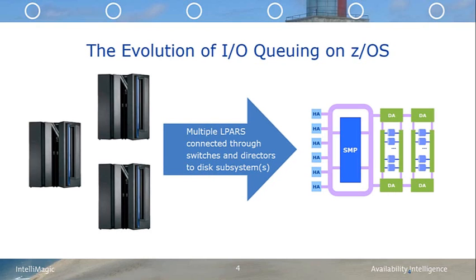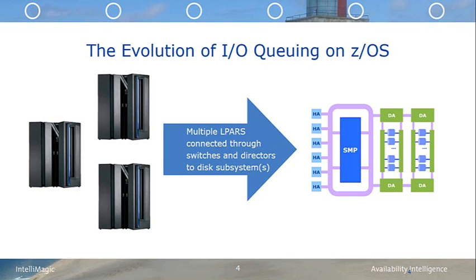These days, storage is much more complex, and that complexity has also introduced some difficulties in understanding I/O and I/O constraints. The storage boxes are much more powerful than they used to be, so they are connected to multiple LPARs, not a single LPAR, through switches and directors.